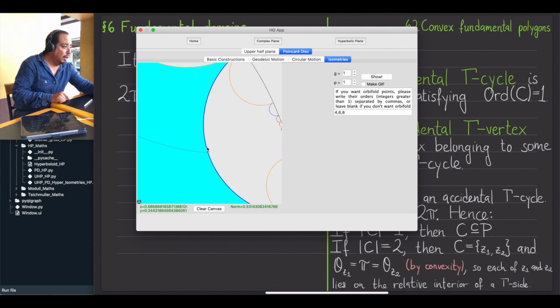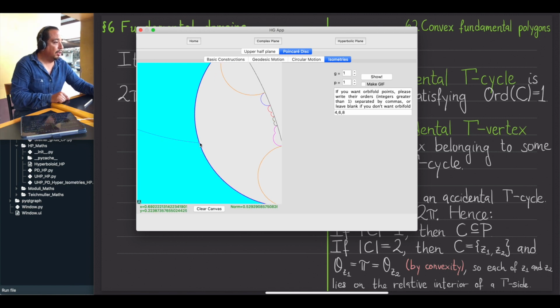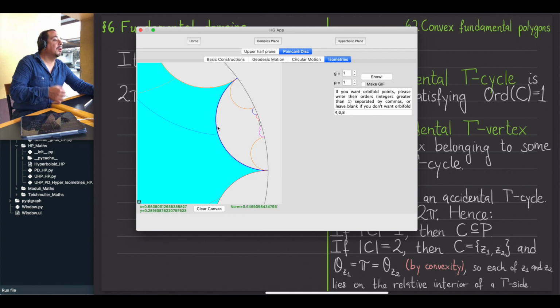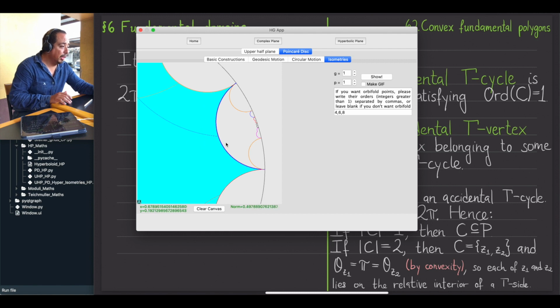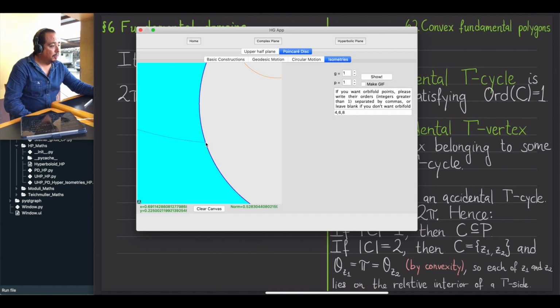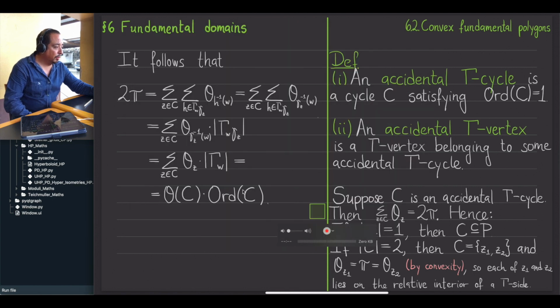Okay, and now on the other hand, this one is not fixed by any element different from the identity, right? Because there's no more room. I mean, here I already have the identity and gamma, and there is no more room for a third element. We have non-empty intersection here, right? So this is not fixed by any non-identity element. So coming back here, the order is one, and this sum is pi plus pi, so 2 pi. Okay.